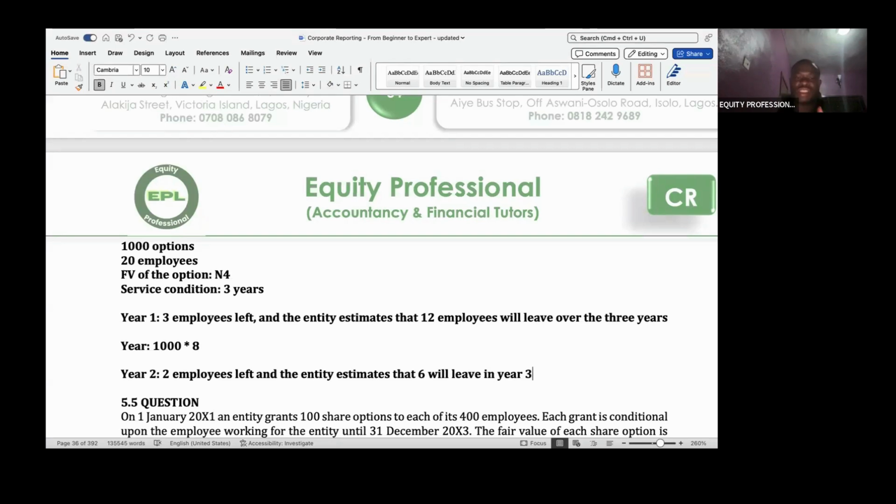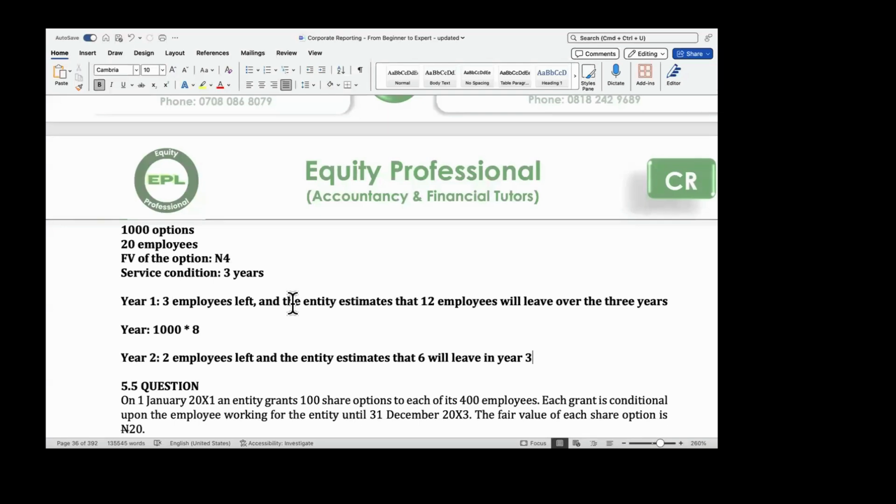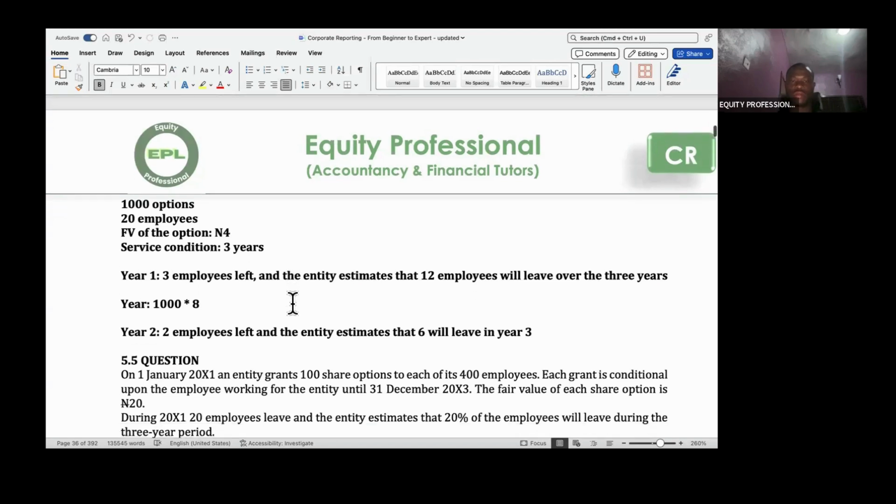Two employees left in year 2, and the entity estimates that 6 will leave in year 3. 9 employees will vest. Okay, 9 employees will vest. Any other person? The earlier we respond, the faster we'll finish this class. Otherwise, we will be here till 10 o'clock, then we'll close and be behind.